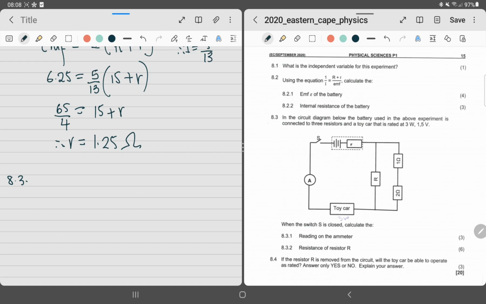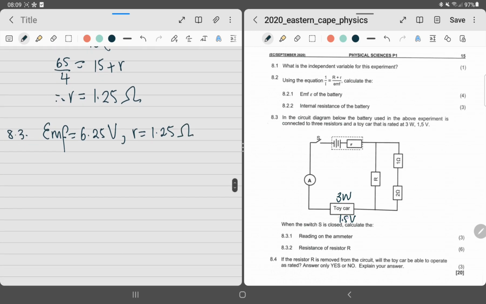8.3. In the circuit diagram below, the battery used in the above experiment is connected to 3 resistors and a toy car that is rated 3 watts. So this is 3 watts, and then the potential difference is 1.5 volts. We are still using the same battery. The EMF of a battery doesn't change, so the EMF will still be 6.25 volts, and the internal resistance doesn't change as well. So this is going to be 1.25 ohms. Let us analyze the circuit.